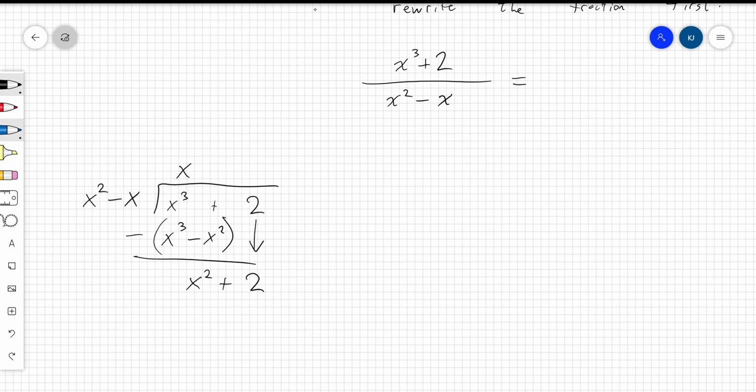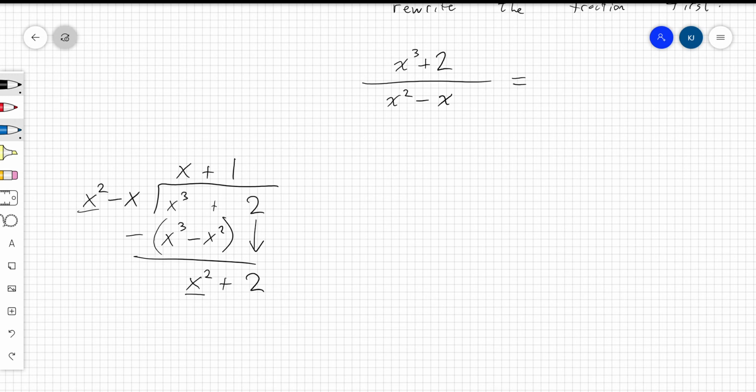You're not quite done here because x squared is divisible by x squared still. So you have to keep going until the degree here is less than the degree out here. So you have an x squared plus 2 that we're trying to divide by an x squared minus x. You again just take the highest order term on the inside and divide by the highest order term on the outside. So that would give you x squared over x squared, which is 1. So 1 is going to be the next term in the quotient.